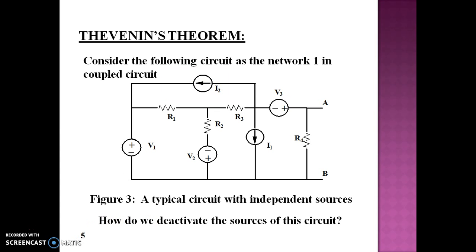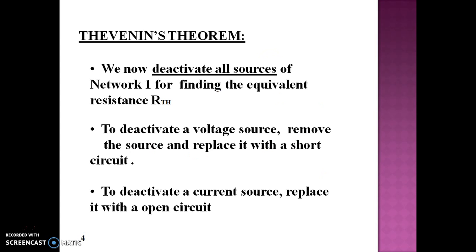Now, in order to find the equivalent resistance RTH, we have to convert this circuit into a resistance circuit having many resistances, voltage sources and current sources like this one shown in figure 3. The first step to find the resistance RTH is to deactivate all the sources in network 1.